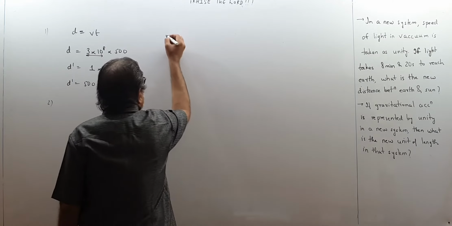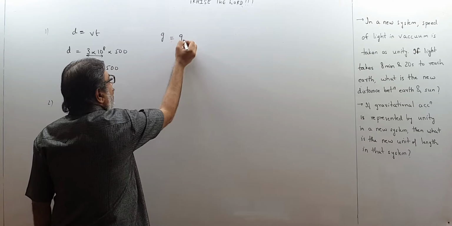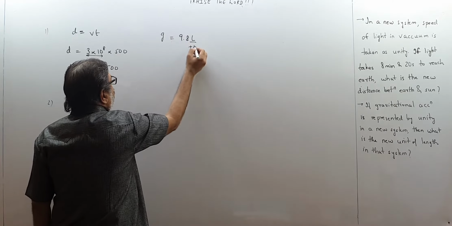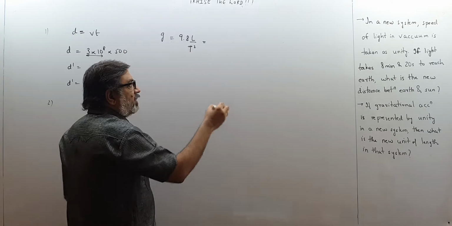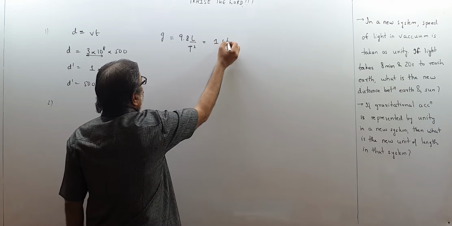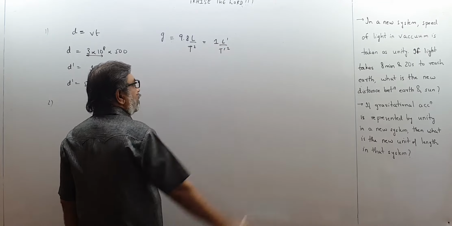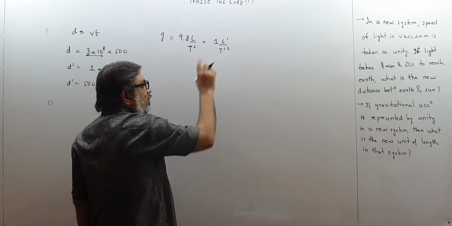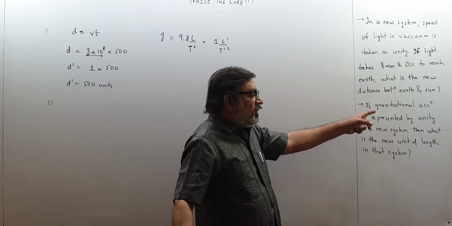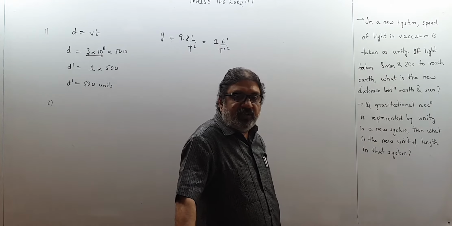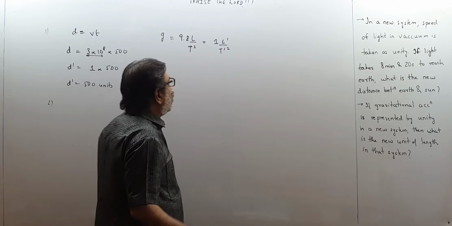So children, please understand, g, which is 9.8 meter per second square, I want to make this g, instead of 9.8, this will become 1 L dash upon t dash square. So old units and new units. Instead of 9.8, it becomes 1. Now children, in this question nothing has been said about time, whether we are changing time or not. So we understand that time is not changed.